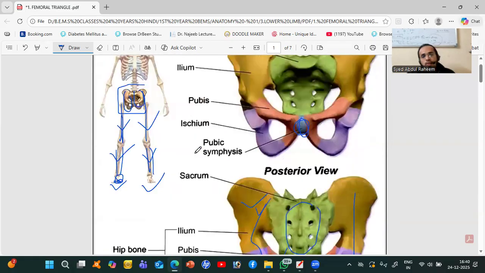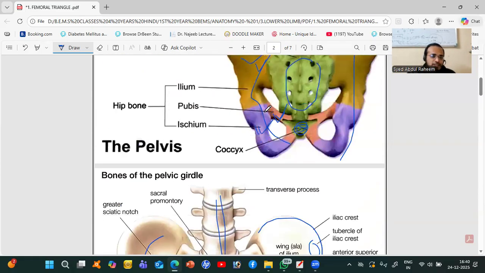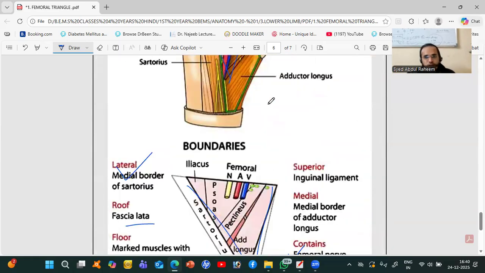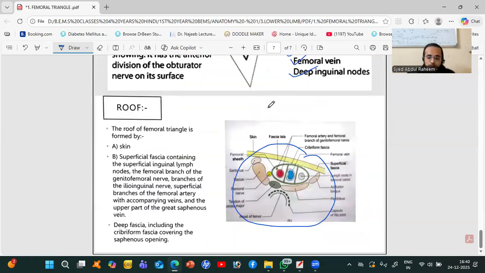So this is all for today's class. We completed the femoral triangle. In the next class, we will discuss the femoral sheath, femoral artery and femoral vein in detail. Thank you very much.